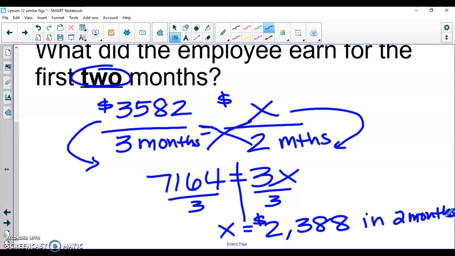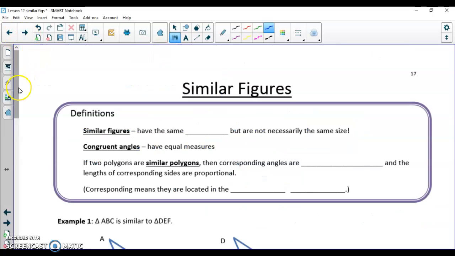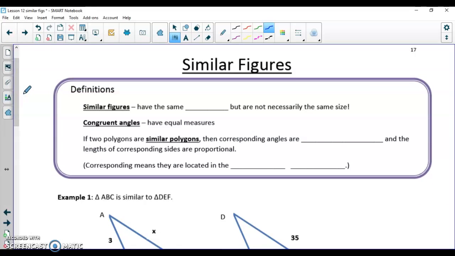So that's just a quick refresher to get you thinking about proportional thinking here. We're going to use that again today. If you have the actual notes packet, we're on page 17 today. If you're just taking notes in your notebook, that's fine too. Just make sure that you get that ready. I'll give you a second, pause the video, get that together.